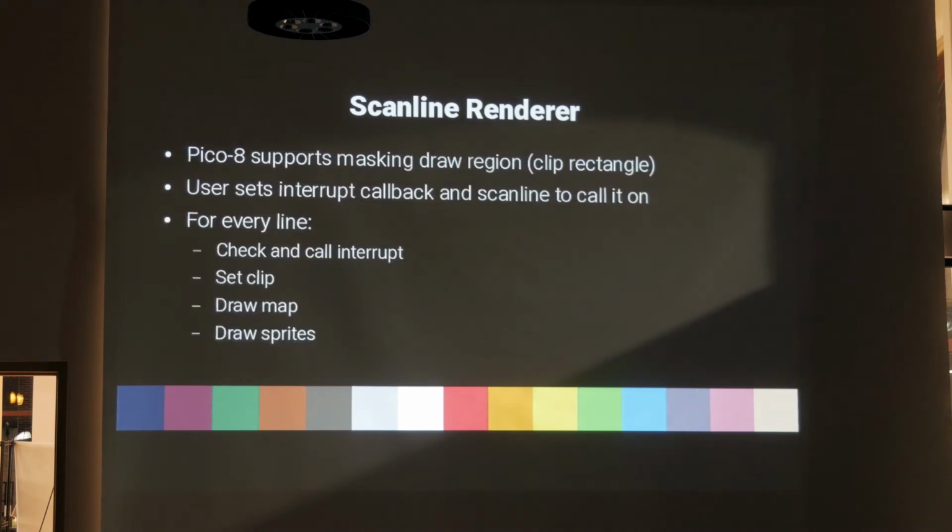So, how are we going to achieve this in PICO-8, right? PICO-8 supports masking the draw region, right? It has a clip rectangle. The function is quite literally called clip, and you just pass in the coordinates where you want to clip to. So we're going to use that. We're also going to allow the user to set the interrupt callback and scanline to call it on. And then for every single line, we're going to check and call the interrupt. We're going to set the clip. We're going to draw the map, and we're going to draw the sprites.